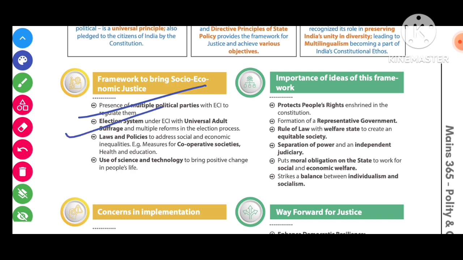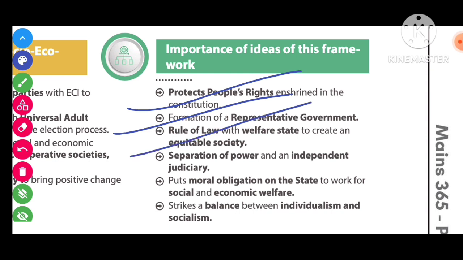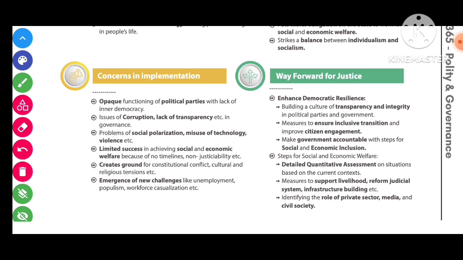Election system, laws and policies, use of science and technology, and importance of ideas for this framework protect people's rights enshrined in the Constitution: formation of a representative government, a rule of law with a welfare state, separation of power and an independent judiciary. It puts a moral obligation on the state and strikes a balance between individualism and socialism. Okay, and what are the concerns related to the implementation of this?